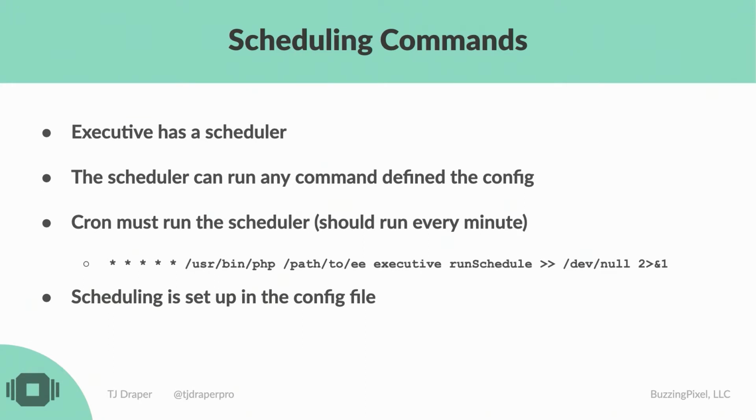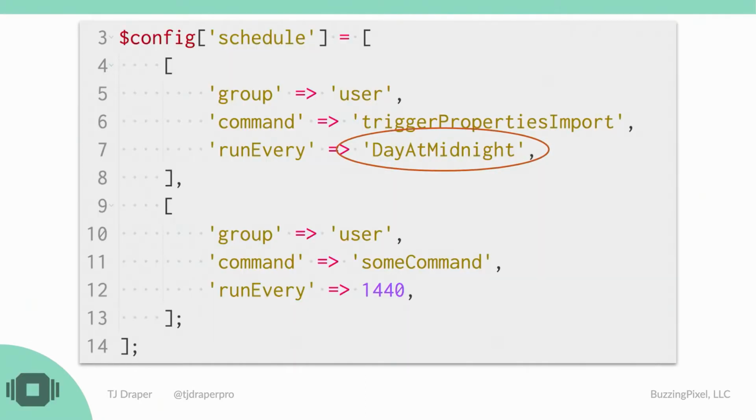Scheduling is also set up in the config file. So here is an example of that config file. Let's say that I have a command I want to run every day at midnight. That's a keyword that I can use, and these keywords are in the documentation. So run every is day at midnight. And you give it the command group and the command to run, and it'll run that command every day at midnight as long as that cron is running. Or you can specify an integer for minutes. So it should run every 1440 minutes.